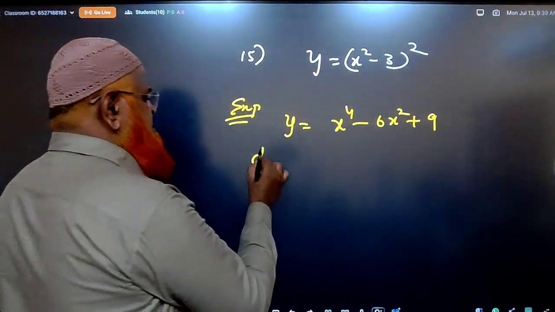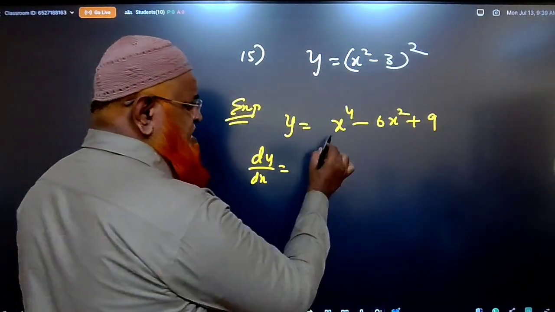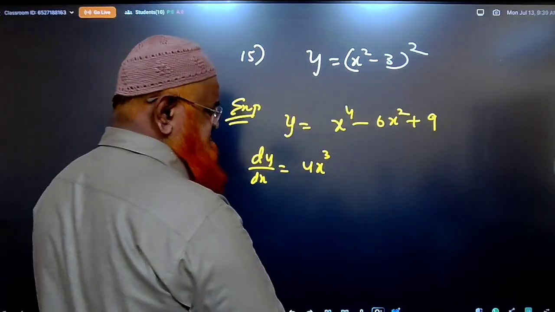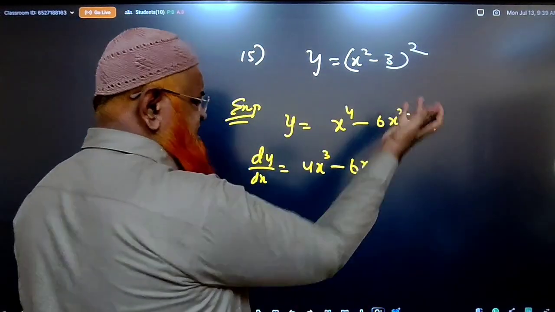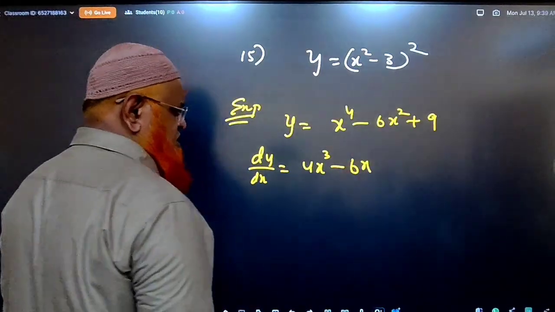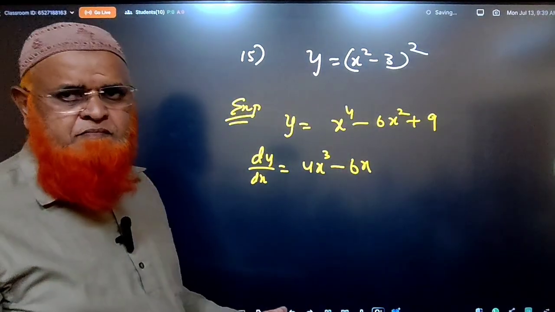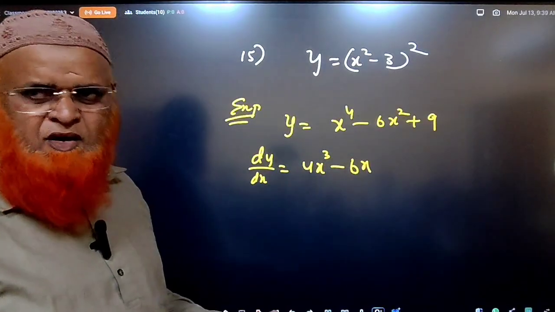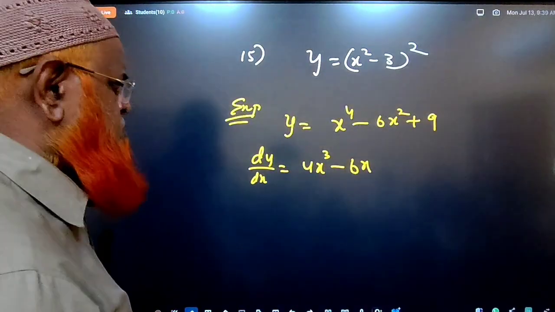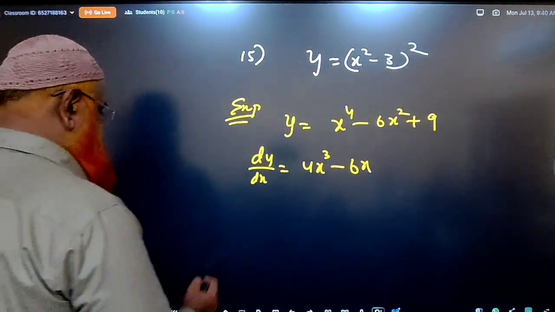Understood? So you can write like this, dy by dx, which is nothing but 4x cube, that's it, minus 2 into 3 is 6x, power of 2 minus 1 is 1, you do not write. So differentiation of a constant is going to be 0. For 9, it's going to be 0. That's it. Okay. So like this you can do. This is one method.